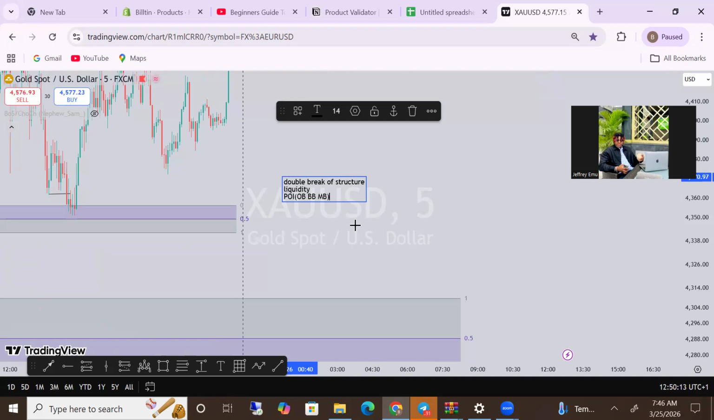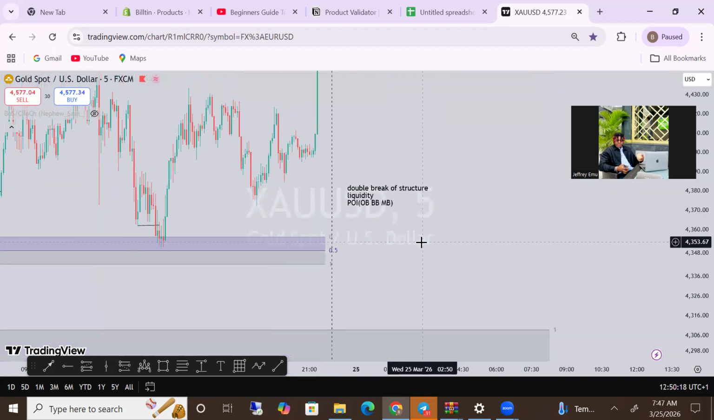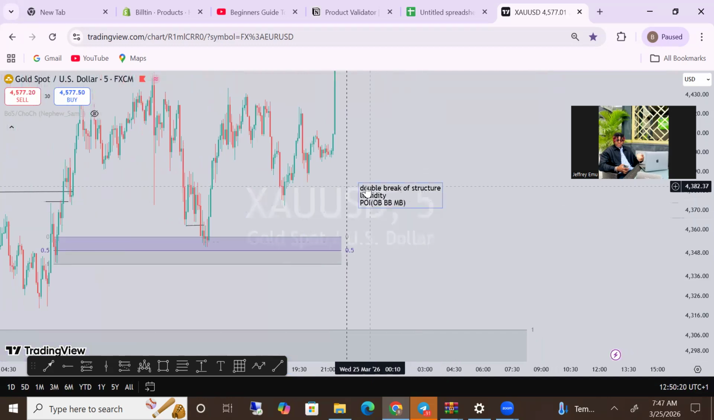So with this out, this is what you are going to be able to look out for to understand your point of interest, high probability trading strategies. You get me? You have your double break of structure, then liquidity is the failure to hit that particular point of interest, which has to do with your order block or your breaker block or your mitigation block.